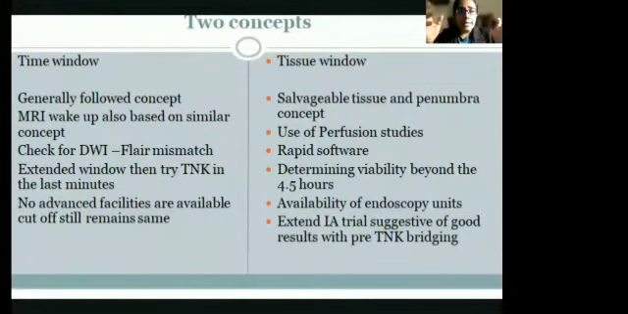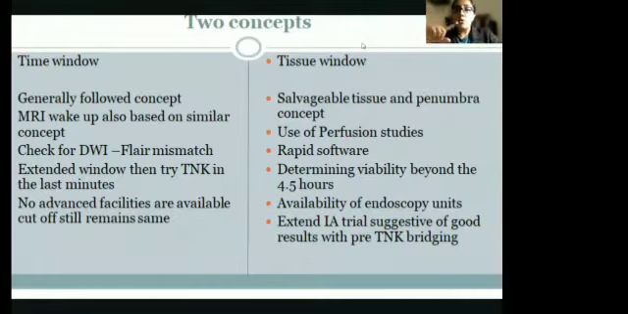So we discussed a lot in terms of the imaging or the advanced protocols which we can use when it comes to acute stroke, and essentially that is just to determine what we can do beyond the time window. So let me give you here the two concepts. One is time window, which is the standard concept in the time of NINDS TPA that we have been following. The wake up MRI is also based on a similar concept.